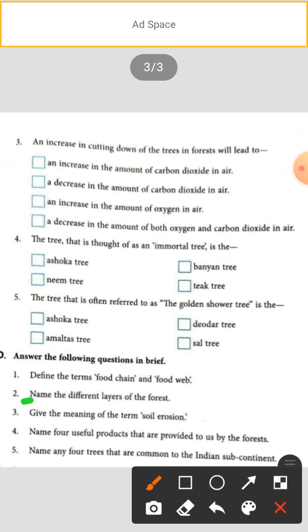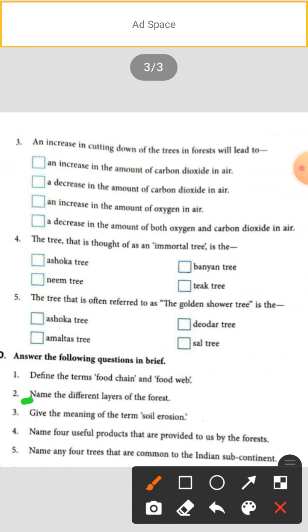Next: give the meaning of the term soil erosion. What is the meaning of soil erosion? The displacement of the upper layer of soil. That is called soil erosion. It is a form of soil degradation.